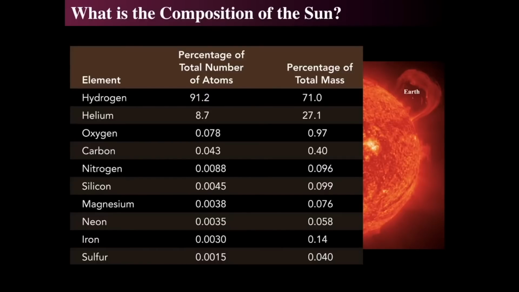But of all the rest, there's oxygen, carbon, nitrogen, silicon, magnesium, neon, sulfur, and those are the big ones. And notice what it's made out of. Oxygen and carbon are critical for life. Pretty much everything in there is critical for life except for neon. So these are really, really interesting things that the sun is made out of.